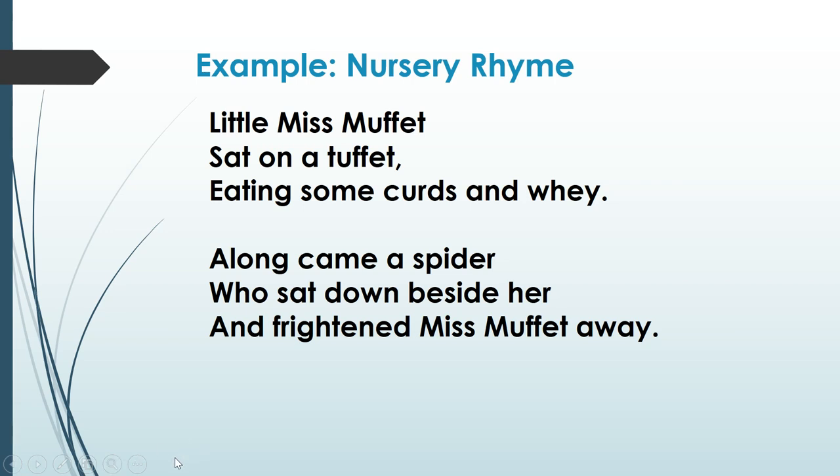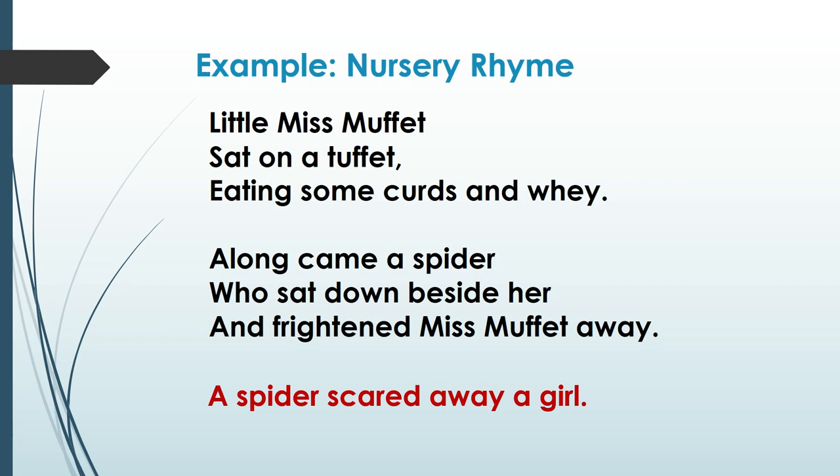Now what will be the shortened version? They have shortened it even more: a spider scared away a girl. But you can write it in such a way as well that Miss Muffet was eating something when a spider came and she got frightened. Even that is fine. So a summary does not have only one fixed formula or fixed words. You should just convey all the important things without disturbing the idea of the writer. So a spider scared away a girl, that is fine.